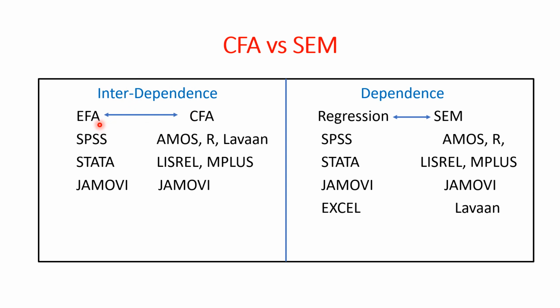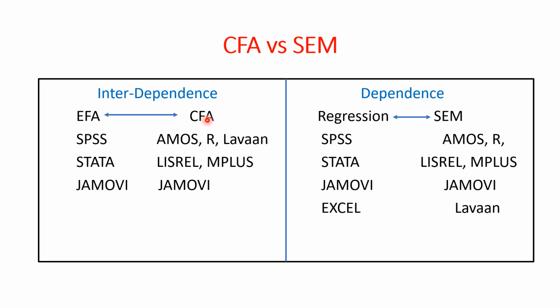EFA can very easily be performed on SPSS, Stata, Jamovi, which is free, or even R. CFA can be performed on software like AMOS, Lavaan, which is part of R, LISREL, and Mplus. It can also be done on Jamovi. Why do people confuse CFA with SEM? For one simple reason: CFA is usually done on visual software like AMOS and LISREL. So people think that CFA and SEM are the same thing and use these words interchangeably, which is wrong.